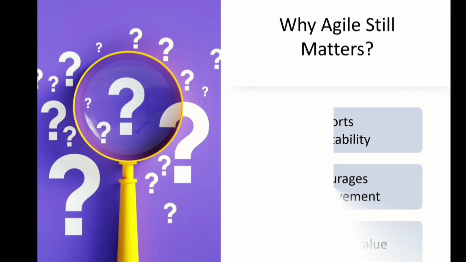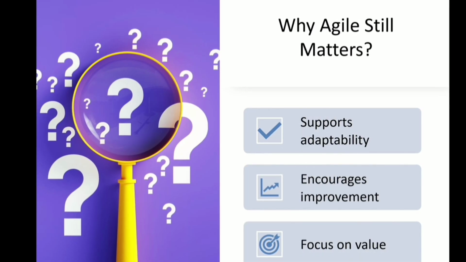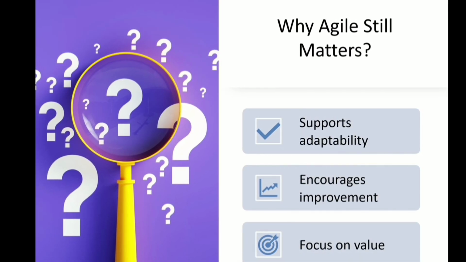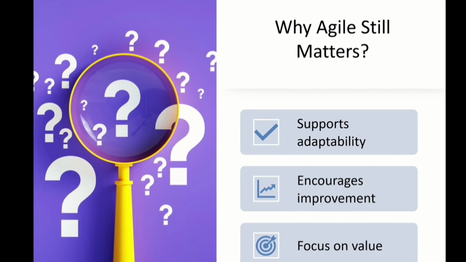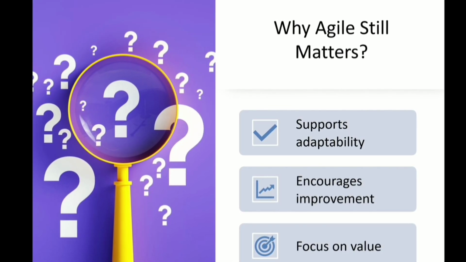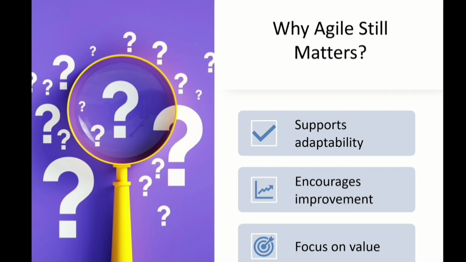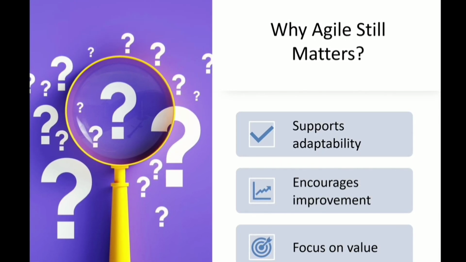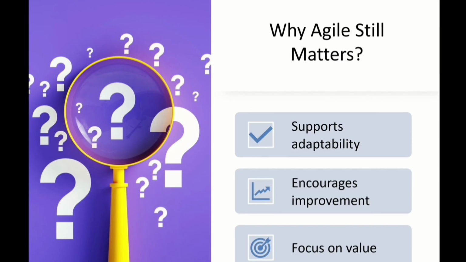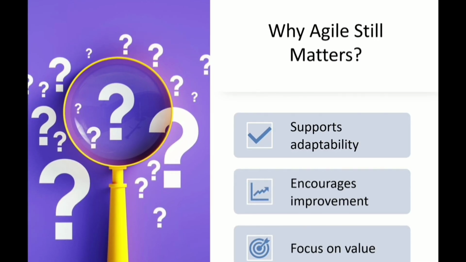So the question is, why does Agile still matter? Despite these challenges, Agile remains a valuable approach in software engineering. It supports adaptability, encourages continuous improvement, and focuses on delivering value to users. When applied correctly, Agile allows teams to respond effectively to change and improve product quality over time.